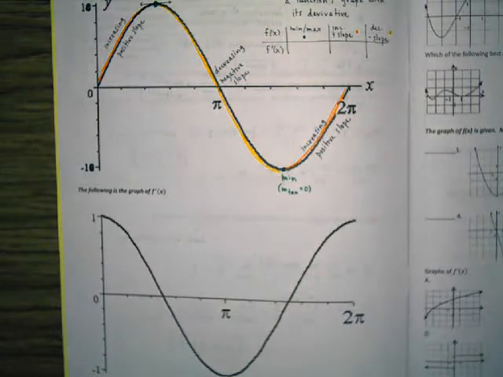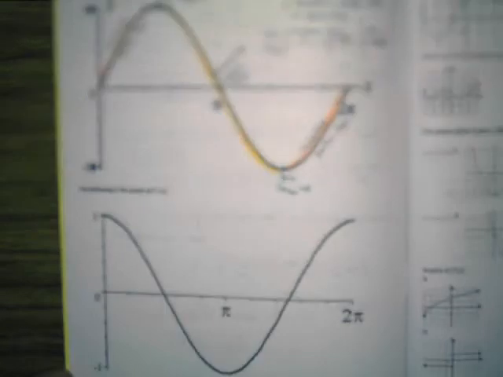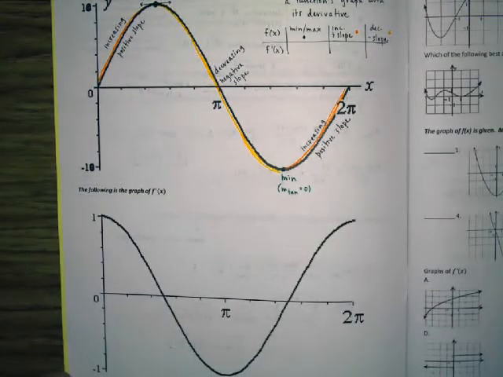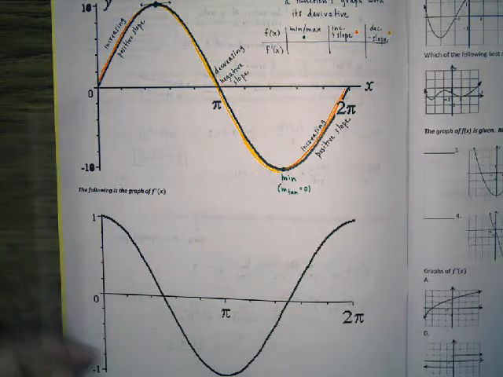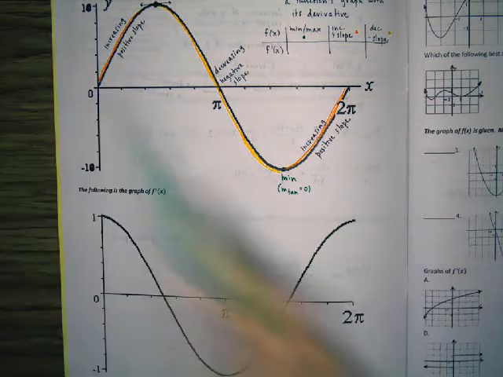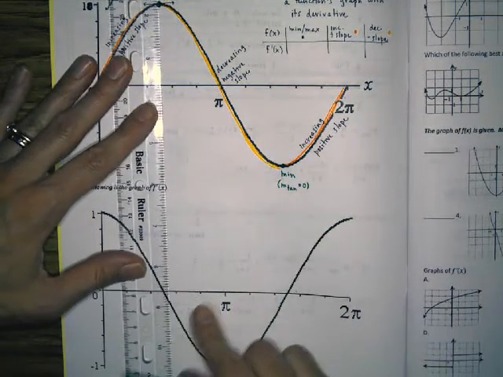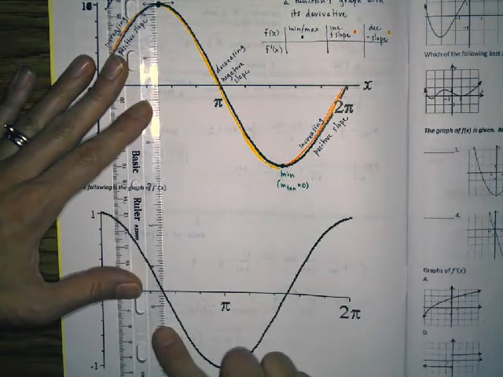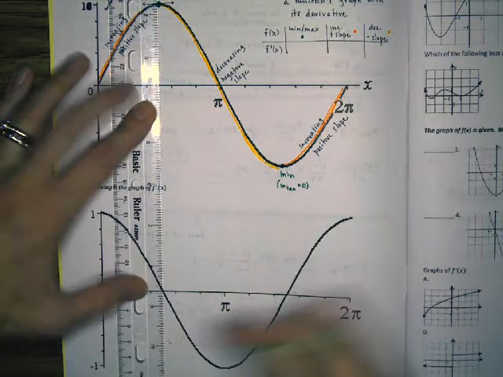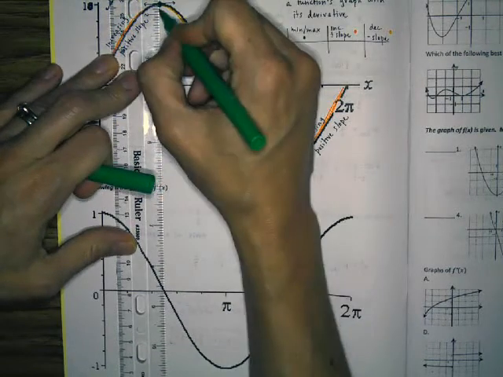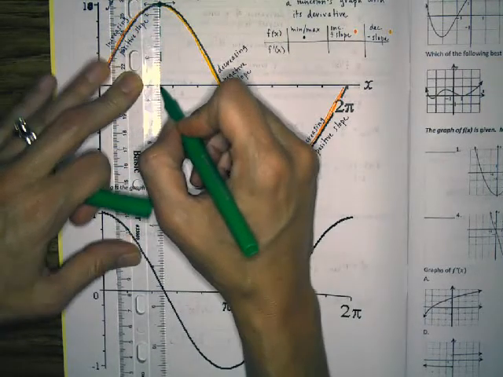So the first points that I want to focus in on, let me see if I can get a little better view, that's a little better, are the zeros of f of x. So I'm going to use my ruler, and I'm going to look at where that 0 is on my function, and I'm going to trace down here.